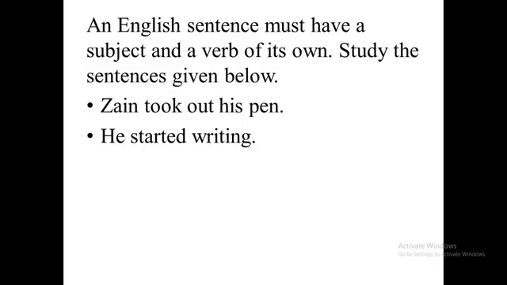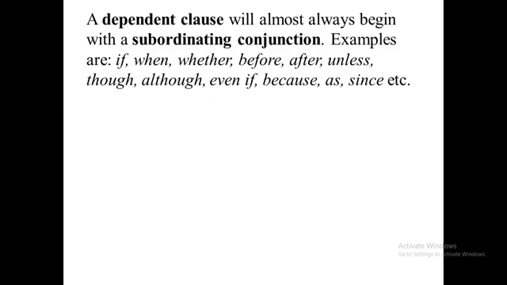It is easy to determine whether a clause is a dependent clause or an independent clause. A dependent clause will almost always begin with a subordinating conjunction. As we have discussed earlier in our lectures, some examples are: if, when, whether, before, after, unless, though, although, even if, because, as, since, etc.